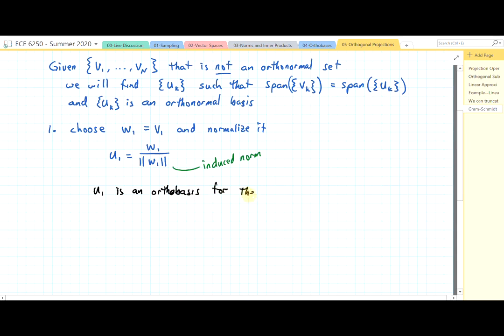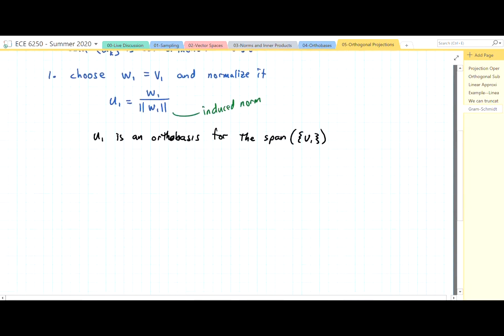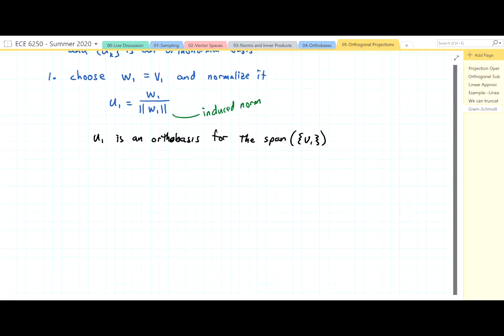for the span of, well, vector V1. It's collinear with V1, so that makes sense. All right. We are 1/n of the way there. Let's do the next one.